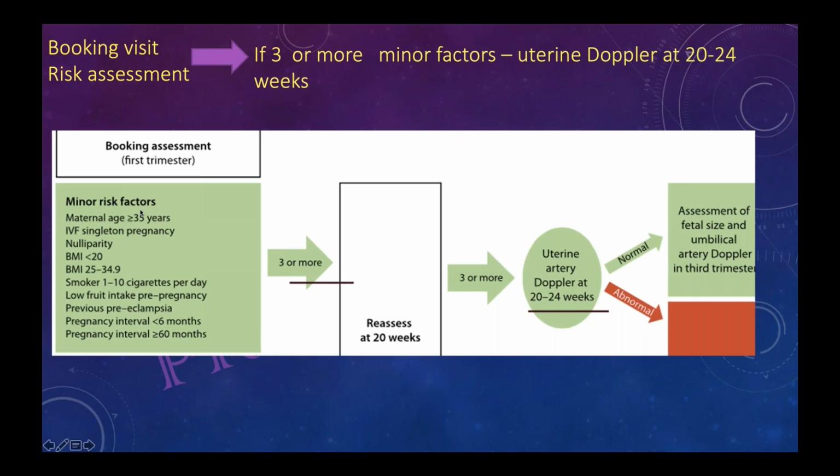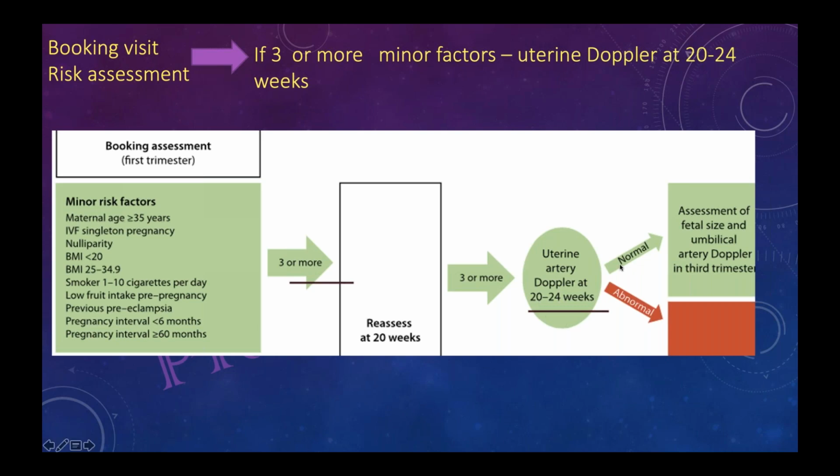So to solve these questions, you have to remember all these factors by heart, and you cannot forget even a single word from here. If you forget, then you are going to make mistakes. Then you will have a question and you have to count the risk factors. If you find there are 3 or more than 3, what you will do is arrange an uterine artery Doppler at 22 to 24 weeks of pregnancy.